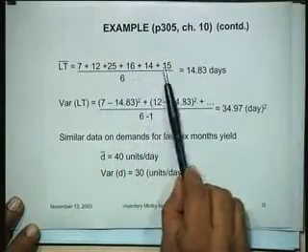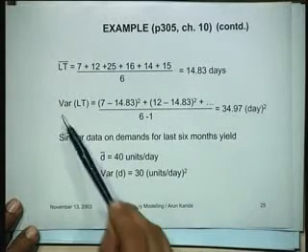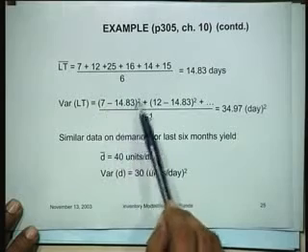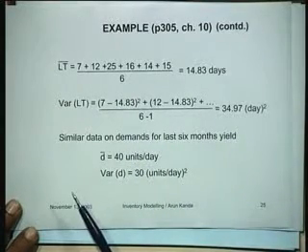So what we can do is, we have the lead time, the average lead time. We have these values of the lead time. So the average lead time is 14.83. The variance of the lead time can be calculated as x minus mu whole square and summed up for all the values. So this is 34.97 days square.